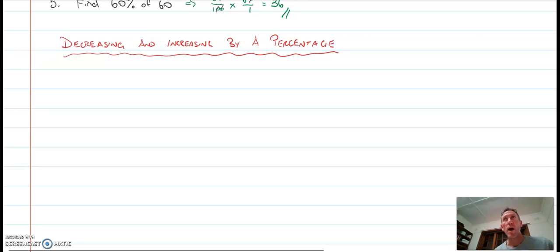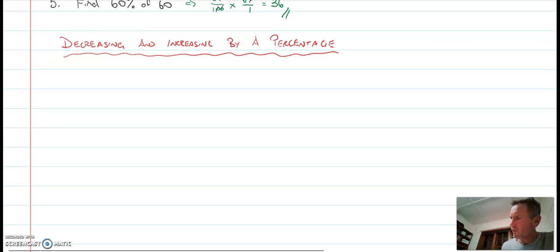Sometimes you see a tax added to a good or a service, and that tax might be 15%. So you might have to add 15% to the cost of something. That's increasing by a percentage. I'm going to show you two ways of increasing and decreasing by a percentage. See which one you like. Okay, so we're in the middle of percentages. There's quite a bit going on. And yesterday we were looking at expressing one quantity of another as a percentage.